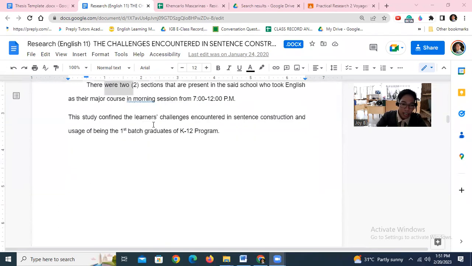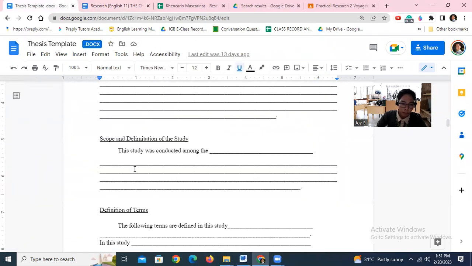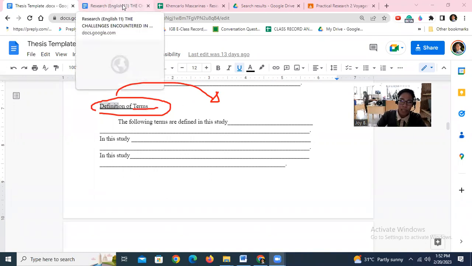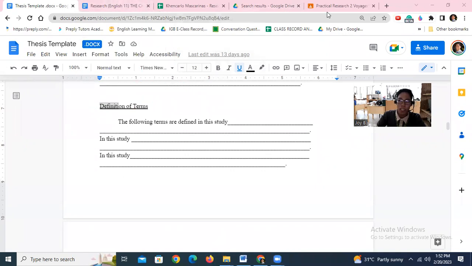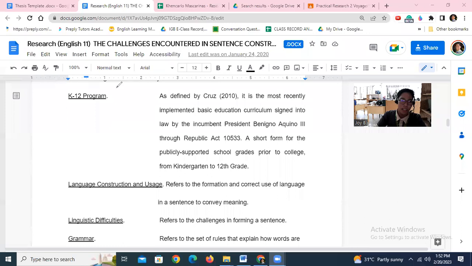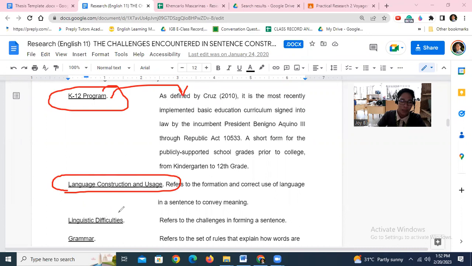Okay na ko ha? Then after na-discuss, dako naman tayo sa this one, definition of terms. Pagka sinabing definition of terms is you need to define, or explain ano ba yung mga terms na ginamit sa iyong study. Okay, so pag sinabing terms, you will refer those terms to the topic or to the title of your research. For example, since the title of our research is about the challenges encountered in sentence construction with our previous students before, so we need to tell in this area what is K-12 program, and then what is the language construction and usage, what is linguistic difficulties.